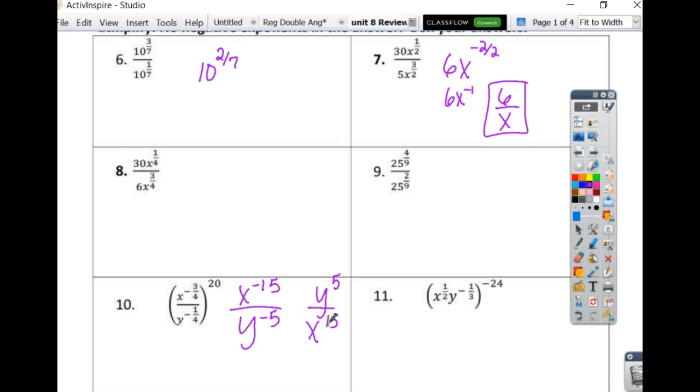Okay. So when you divide, you subtract. Make sure you know what the base is, okay? If it's a number, you have to leave the number there, like this one. 10 is the base. You have to have 10 in your answer. The x is the base, and so you have an x in your answer, all right? And you divide the rest of the numbers.